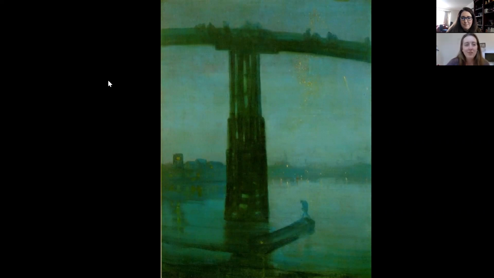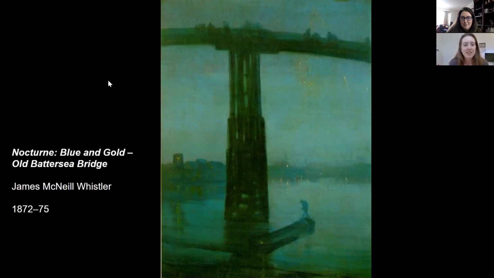All right, so hopefully you got a couple of things written down. The title of this one is Nocturne, Blue and Gold, Old Battersea Bridge by James McNeill Whistler, and this was 1872 to 75. So if you weren't sure what that structure was at first, it is Old Battersea Bridge. All right, and this will be our last painting.